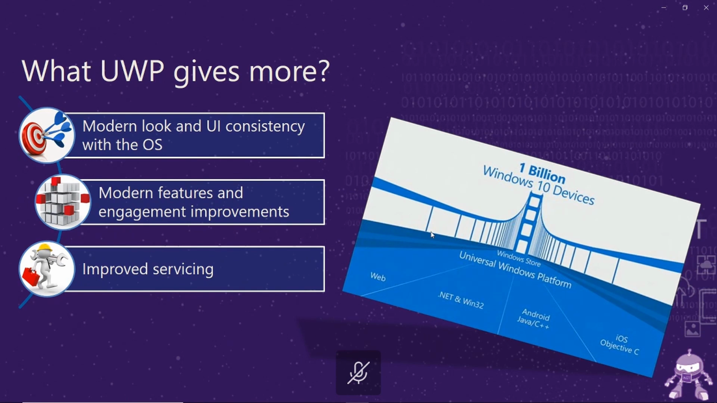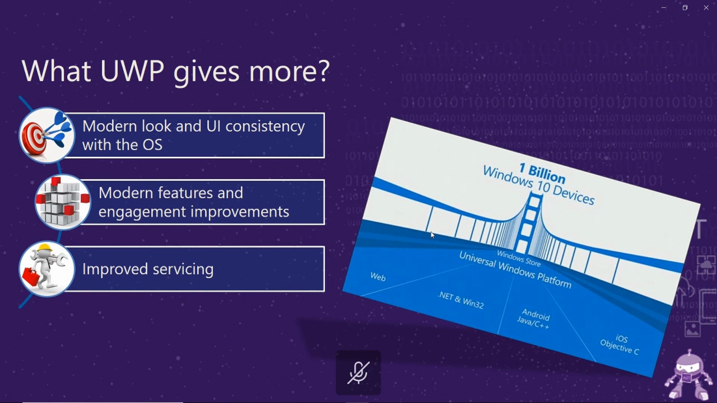UWP has some features that, for example, WPF or WinForms does not have. One of them is the modern look and feel. At Build 2017, the current design was introduced, and it was actually built using some of the UWP APIs, and more specifically the composition API. Another feature that UWP provides compared to WPF is the engagement experience you have. For example, here this is the push notification, live tiles, and toast notification. And of course, the improved servicing.